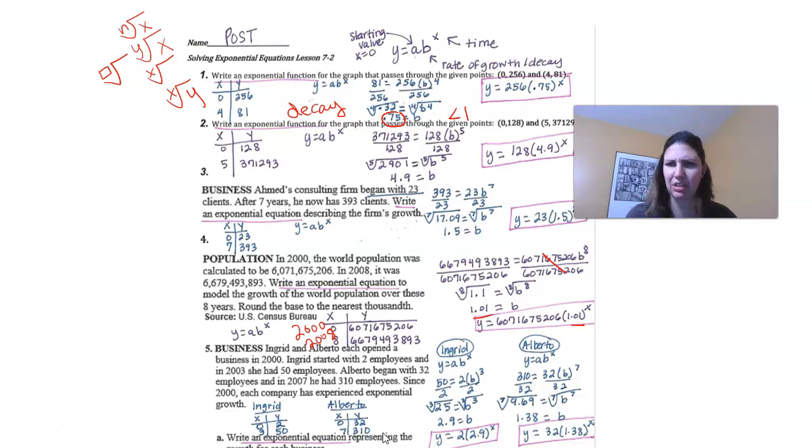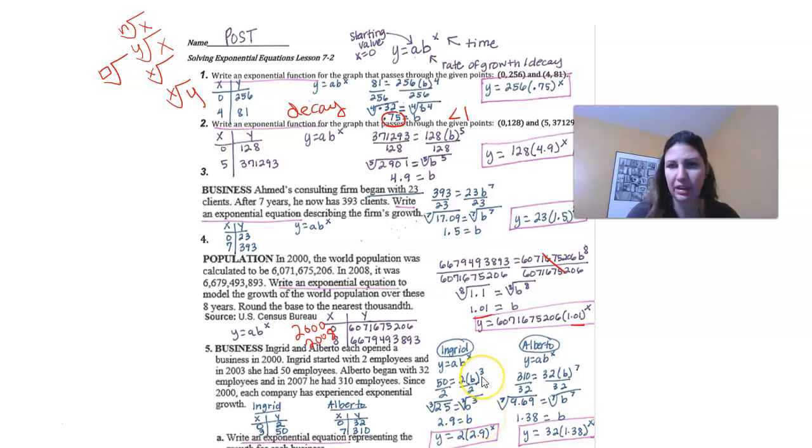So now you might want to think, okay, which one had a larger rate of growth? Because their employee amount is increasing, so it's growth. And you can do that by finding the b. Whatever one has the larger amount. It looks like Ingrid's is 2.9 and Alberto's is 1.38. So hers is definitely a lot larger. Her rate of growth is definitely a lot larger.